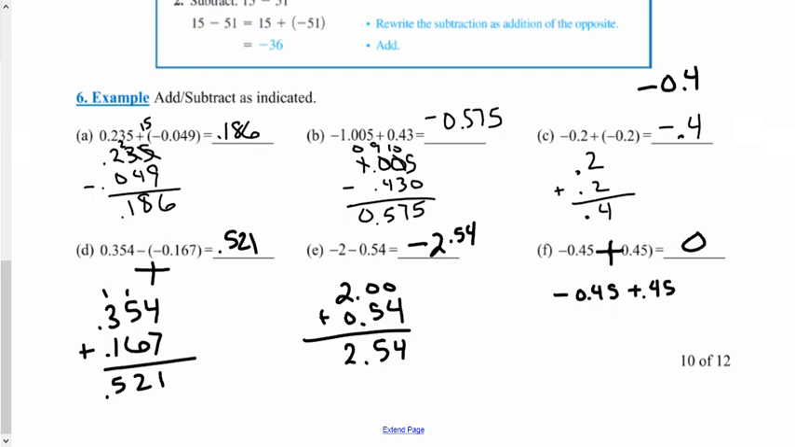I hope this is helpful. Get lots of practice in. The great thing about these is you can check them with a calculator. You can always double check my work, see if I did it right, but you can double check your work too and see if you did it right. Okay, get some good practice with decimals. Good luck.